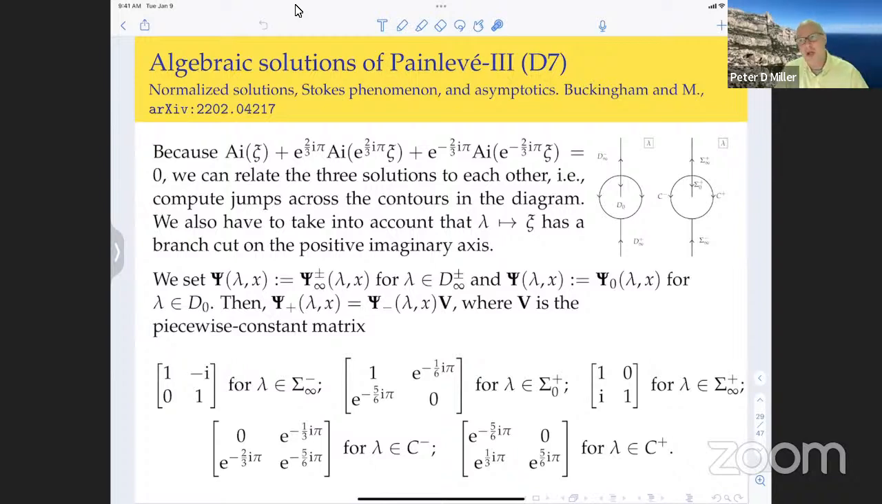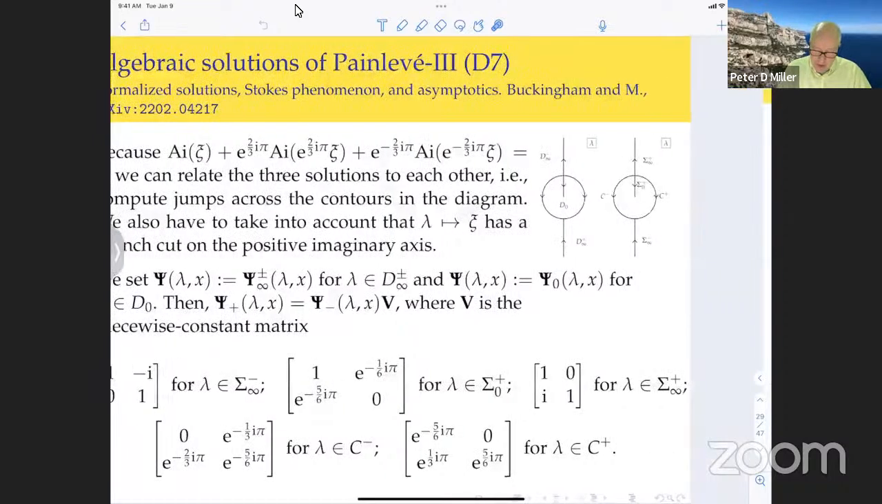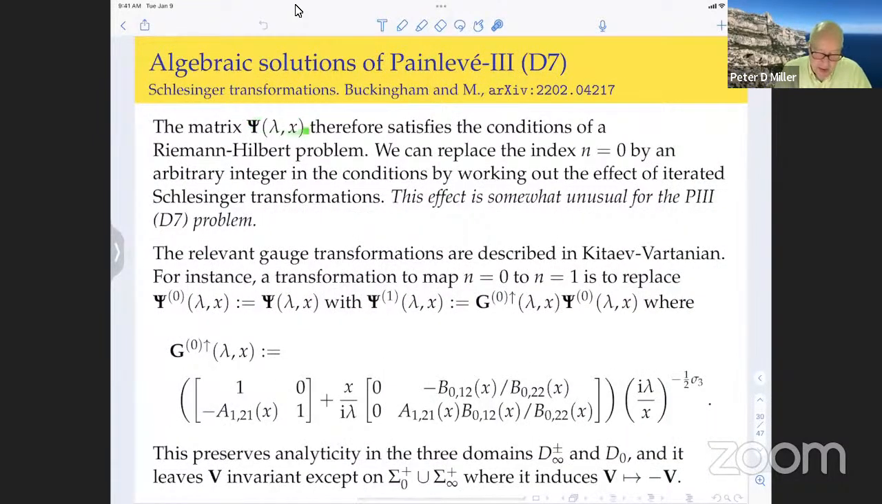So we take into account the jumps from this formula here, and we also have to take into account that the C variable has got a jump on this positive imaginary axis. So anyway, then what we find is that psi plus is psi minus times V, and V is a piecewise constant matrix that's computed from all this calculation that I've described, and it's written here. So you can see there's 5 different constant matrices, all of which have unit determinant. Okay. So this matrix psi, it satisfies the conditions of a Riemann-Hilbert problem.